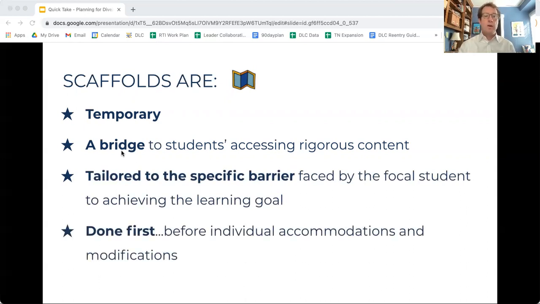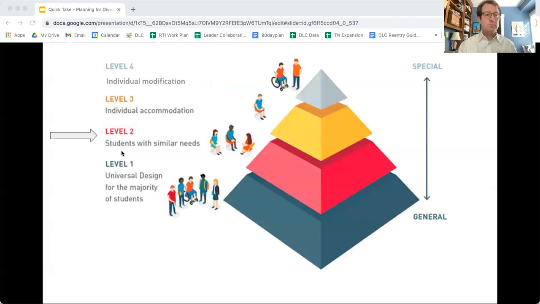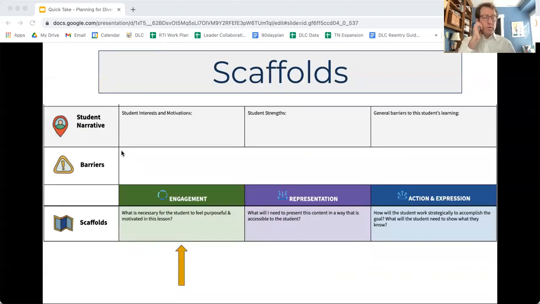We know that if we implement really strategic scaffolds, a lot of the students who need accommodations and modifications in the room will also benefit from these. So we do these first. Just to recap, we're planning at level 2 for the benefit of level 1, supplying those learnings to the majority of the students. So now what you would do is, for each category, come up with a scaffold. You could do one for each, or you could do 2 in the area of representation. Bottom line is you're just tailoring the scaffolds to the specific barriers.